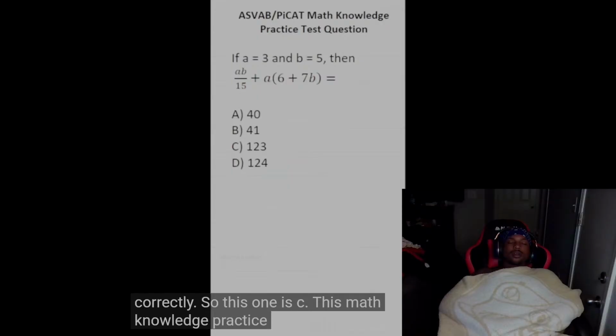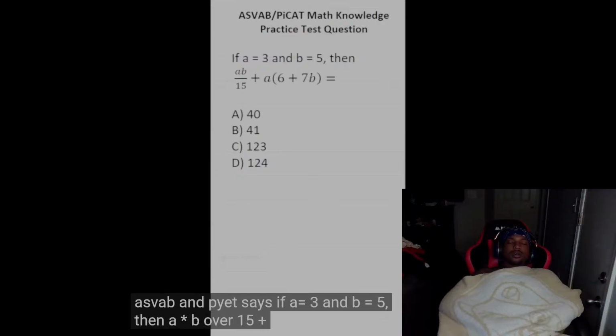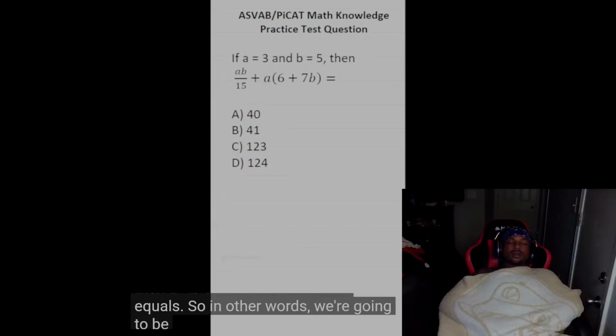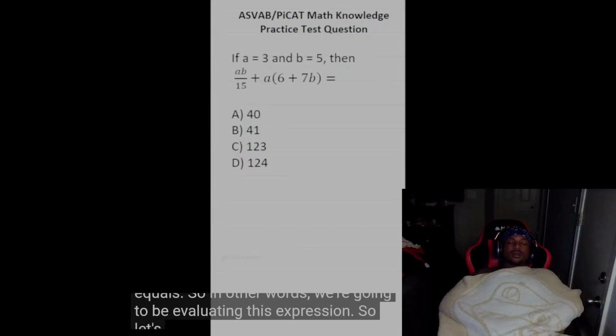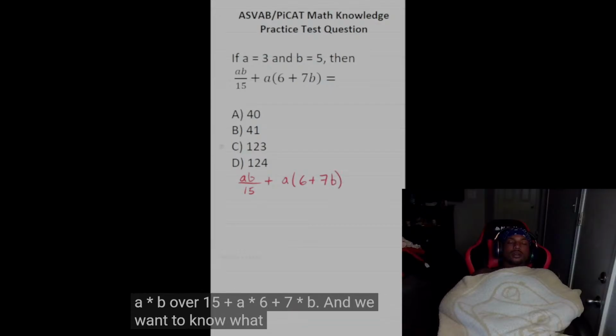This math knowledge practice test question for the ASVAB and PiCAT says, if A equals 3 and B equals 5, then A times B over 15 plus A times (6 plus 7 times B) equals. So in other words, we're going to be evaluating this expression. So let's start by copying it down. We have A times B over 15 plus A times (6 plus 7 times B). And we want to know what this expression equals when A equals 3 and B equals 5.